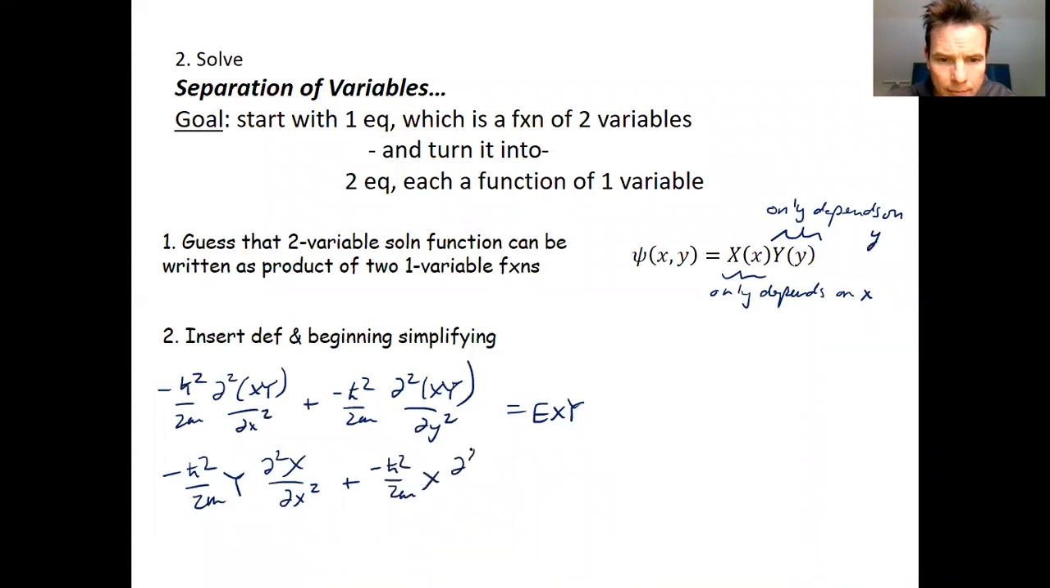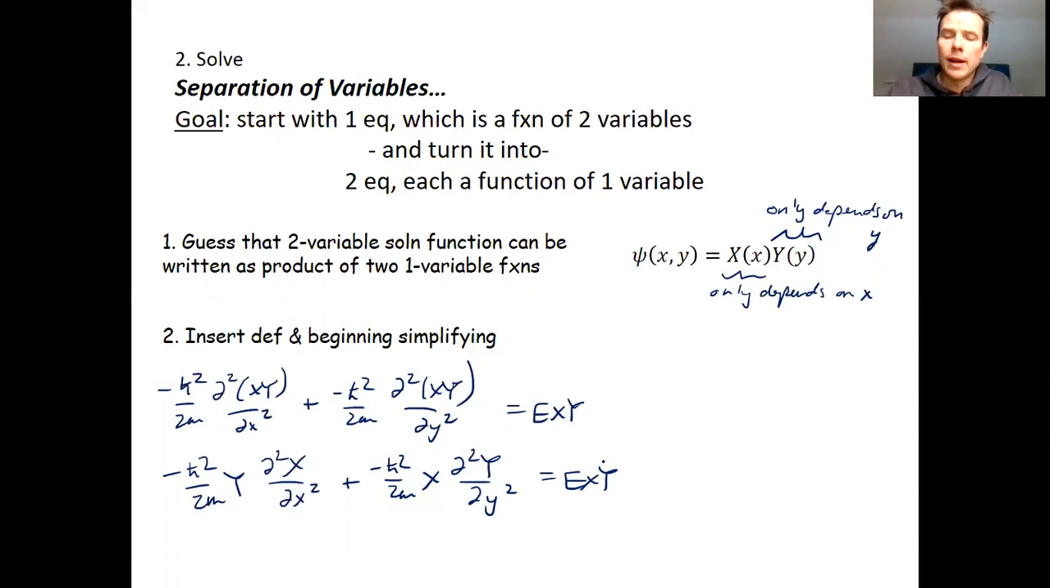Same thing over here, except now it's the function X, which does not depend on y, so I can pull it out. And I've started to simplify.